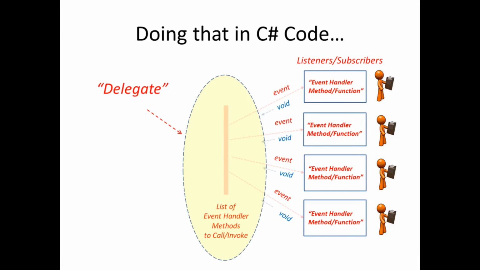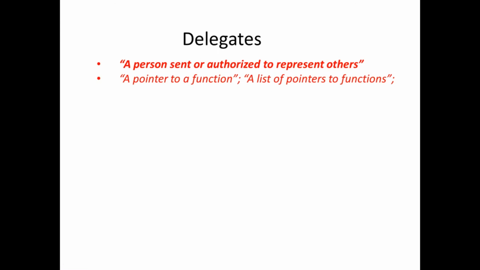Well, luckily in .NET, there is what's called a delegate. And a delegate is exactly that. A delegate is a list of methods that you can call or invoke when an event happens. Okay? Now, in the real world, if you look at the dictionary definition of a delegate, it is a person sent or authorized to represent others.